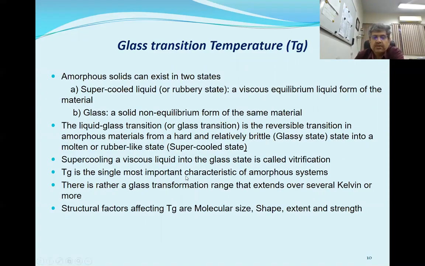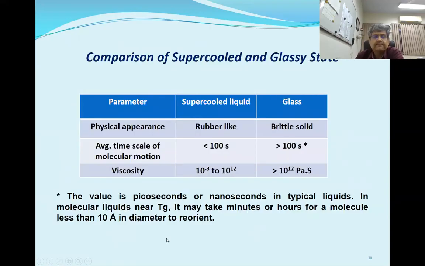TG is the single most important characteristic of the amorphous systems. There is rather a glass transformation range that extends over several Kelvin or more. What we mean by this is that the glass transition temperature may not be a sharp point. It will rather happen over a range of temperature. Structural factors affecting TG are molecular size, shape, extent, and strength of the intermolecular interactions.